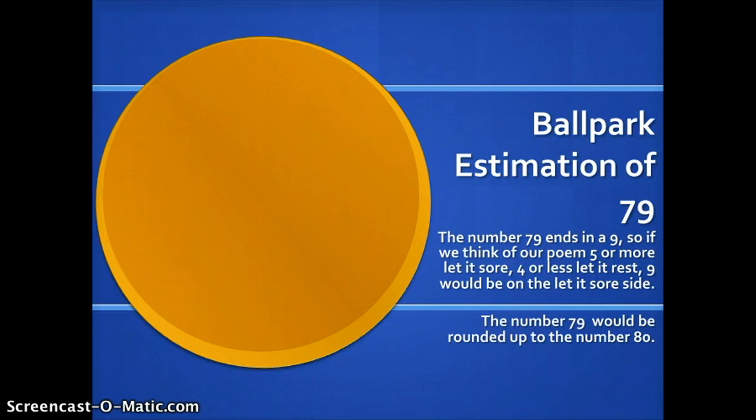The number 79 ends in a 9. So if we think back to our poem, 5 or more, let it soar. 4 or less, let it rest. 9 would be on the let it soar side. So the number 79 would be rounded up to the number 80.